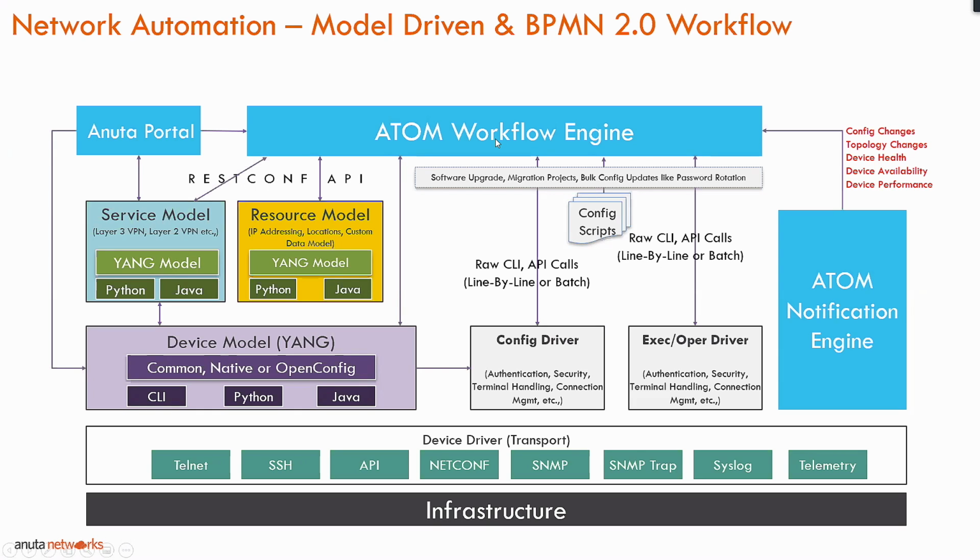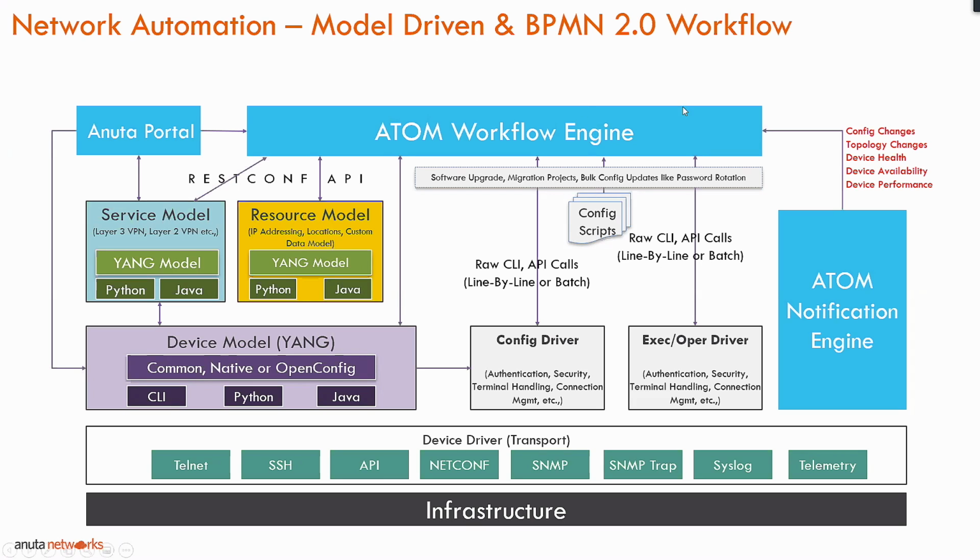So the workflow engine is directly able to talk to the devices. It would use Telnet, SSH, or API, NETCONF, to directly talk. So it can use the raw CLIs or API calls to do that. Or it can invoke the service models, and then the service models will talk to the device models and provision the device. Or it could be the other way around. There could be scenarios where the service models would invoke workflows. I'm going to cover all of that in the examples today.